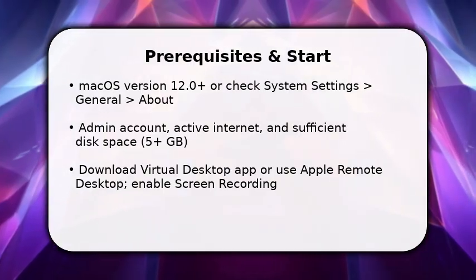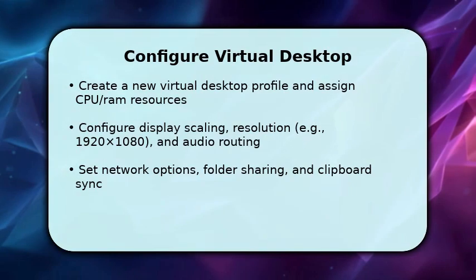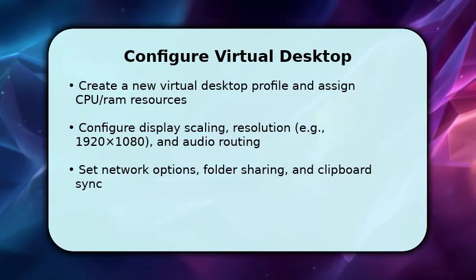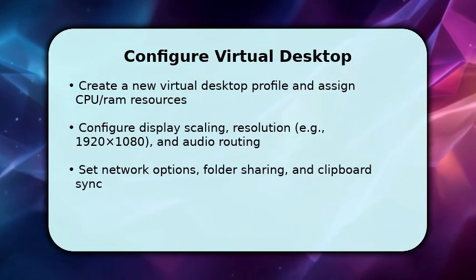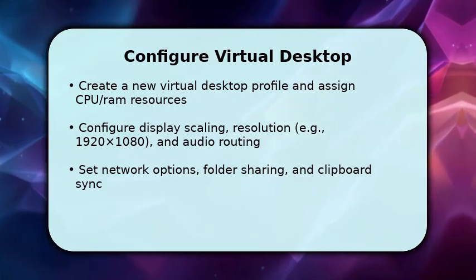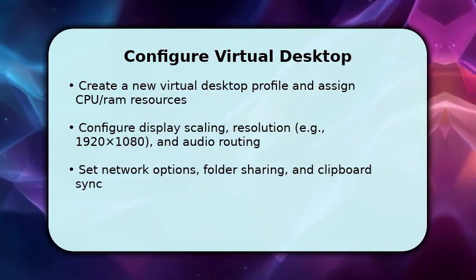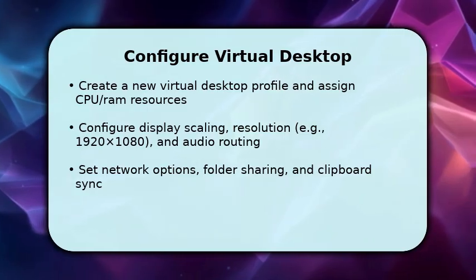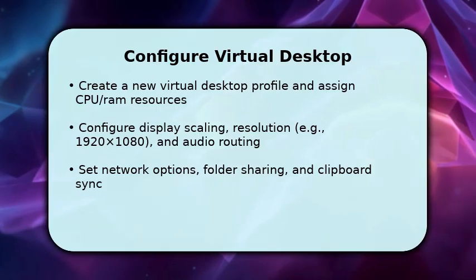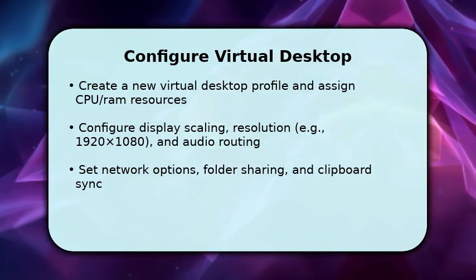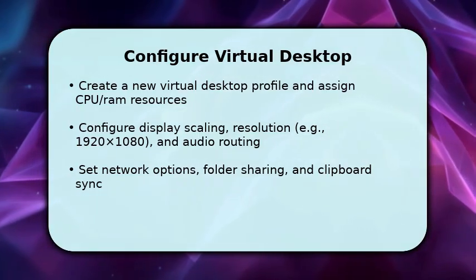You'll now configure the virtual desktop profile. Create a new VM or session, assign CPU cores and memory tailored to your workload. For productivity, choose 2 to 4 cores and 4 to 8 GB RAM. Next, set display scaling and resolution. Use 1920 by 1080 for balanced clarity, and choose audio input/output routing so apps hear and play sound.